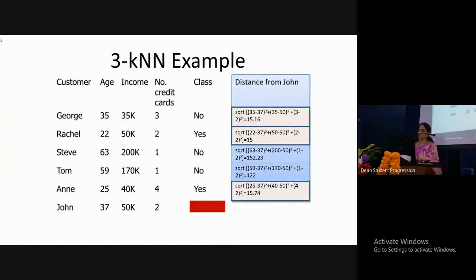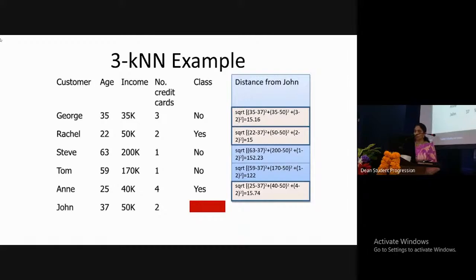This is one example which I would like to show you. Here I have George, Rachel, Steve, Tom, Annie. This data is already given to me, with their age, income, and number of credit cards. I am supposed to classify into some label, yes or no, whether I should issue something or not. Now I want to classify John, so I need to build a model, right?